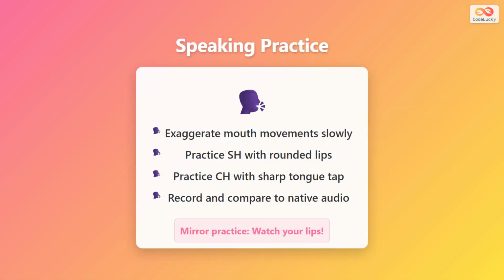Now let us practice speaking these sounds. Exaggerate your mouth movements when you practice slowly. Practice the SH sound with rounded lips and smooth airflow. Practice the CH sound with spread lips and a sharp tongue tap. Record yourself speaking and compare your recording to native speaker audio. Watch yourself in a mirror while practicing. This will help you see if your mouth position is correct. Mirror practice is very effective for pronunciation improvement.